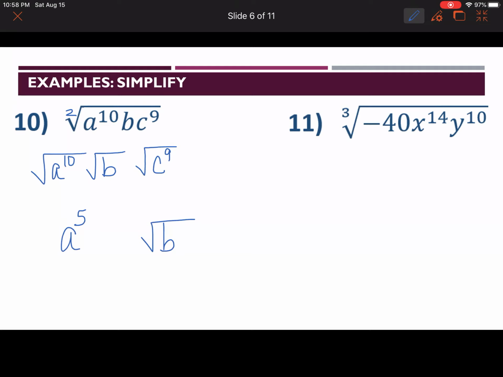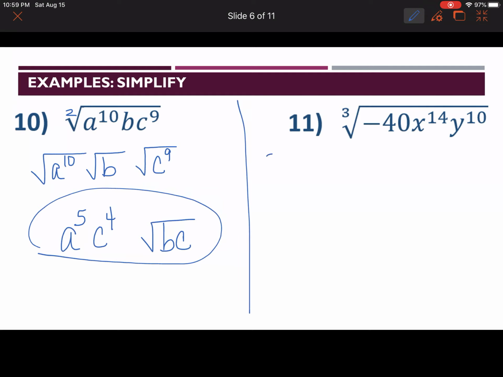For c, I have 9. So I can make 4 groups. So that's c to the 4th. But there will be 1 left over that has to go underneath the square root with the b. So that would be my final answer.